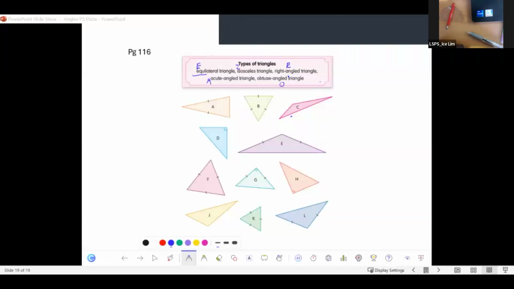And I'm going to write shortcuts: A for acute triangle and O for obtuse triangle. So a quick recap on the properties that we talked about, that we discovered and discussed over the past 2 days, Monday and Tuesday, on the types of triangles we are learning at primary 5.